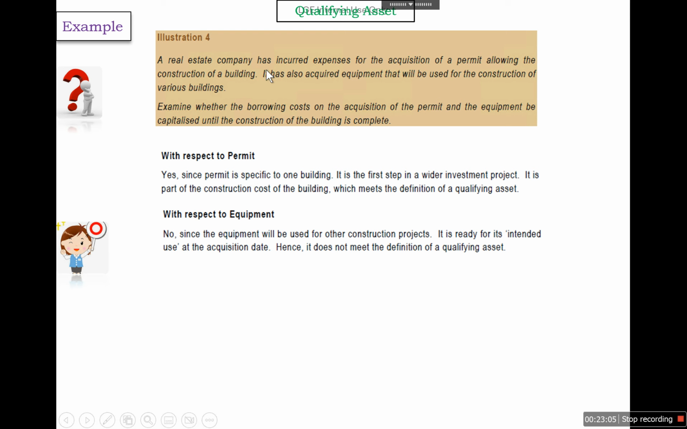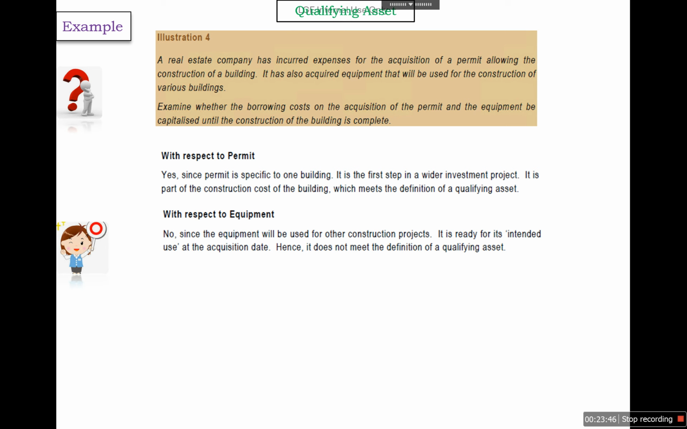Next is a real estate company that has incurred expense for the acquisition of a permit allowing the construction of a building. So they have incurred expenditure for acquisition of a permit to construct a building. It has also acquired equipment that will be used for the construction of various buildings. Examine whether the borrowing cost on the acquisition of the permit and the equipment is to be capitalized until the construction of the building is complete. So as per the definition, a qualifying asset takes a substantial period for getting ready for intended use and for sale.